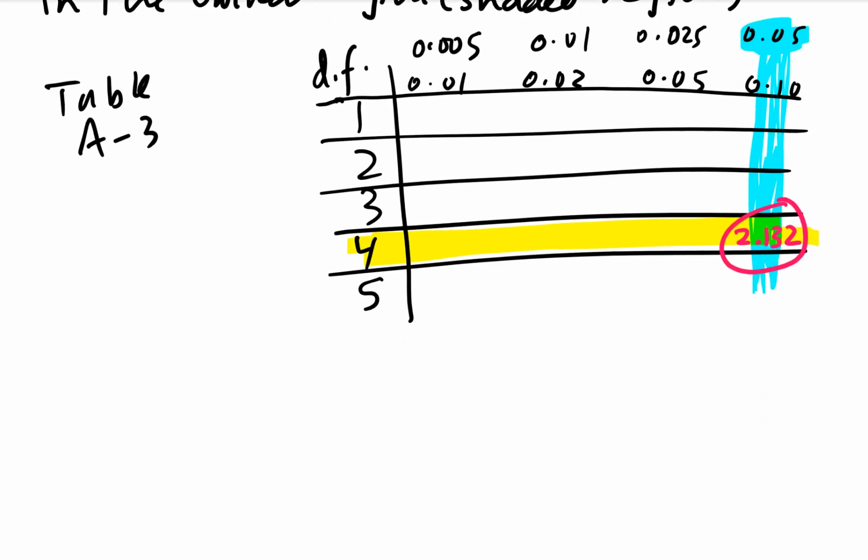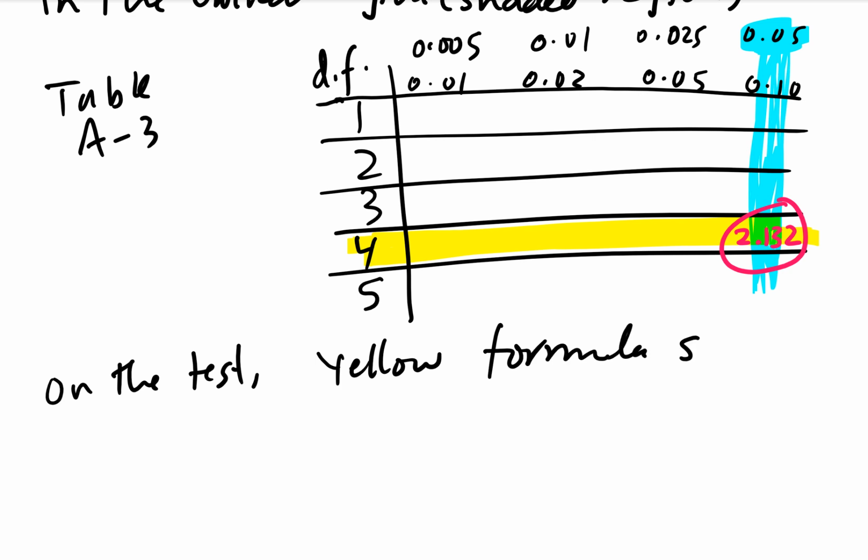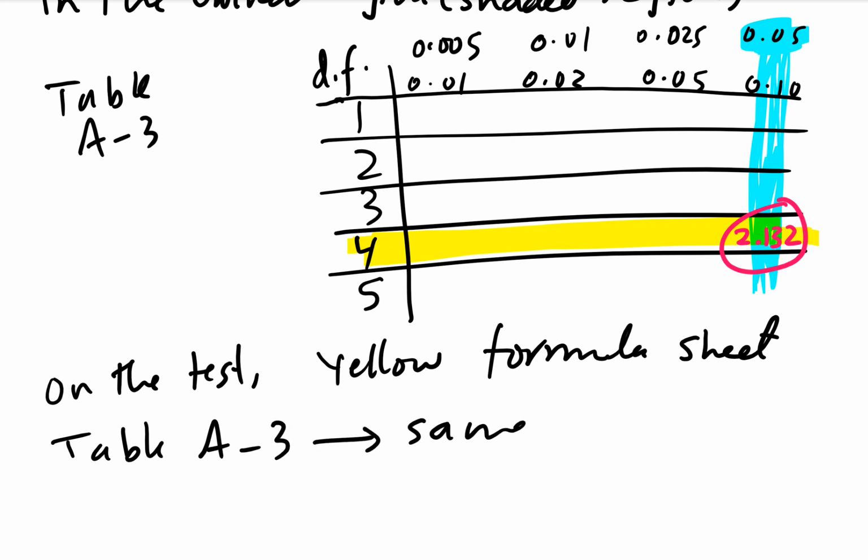Just so you know, on the test, we give you the yellow formula sheet. Table A-3 is the same as table 4. Table 4 is there.